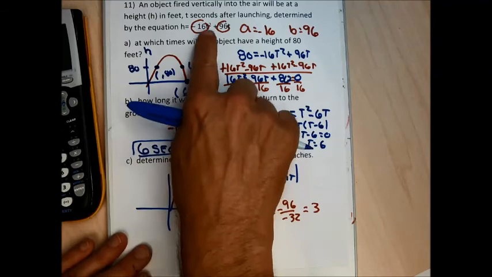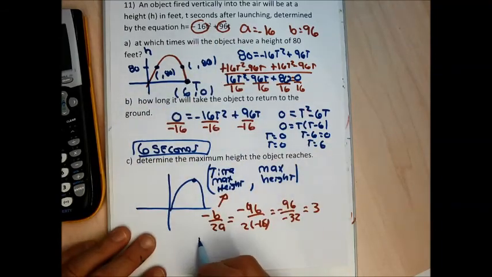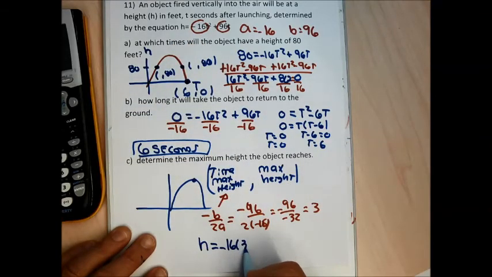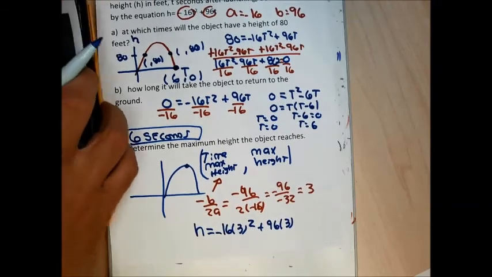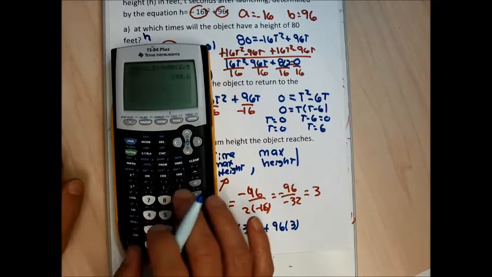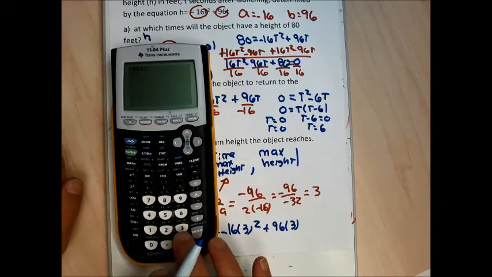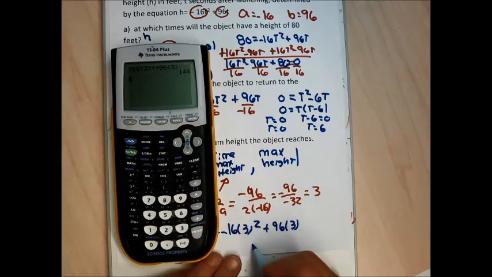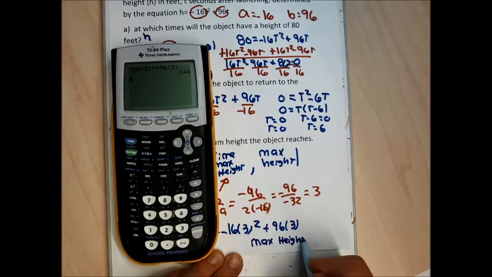To figure out what its maximum height is, I'm going to plug 3 in for those t's. I'm going to go h, which is that h, equals negative 16 times 3 squared plus 96 times 3. And this is going to give me the maximum height in feet. So to finish this problem up, I'm going to go negative 16 times 3 squared plus 96 times 3, and I'll get the maximum height, and that's the answer to this question, 144 feet.